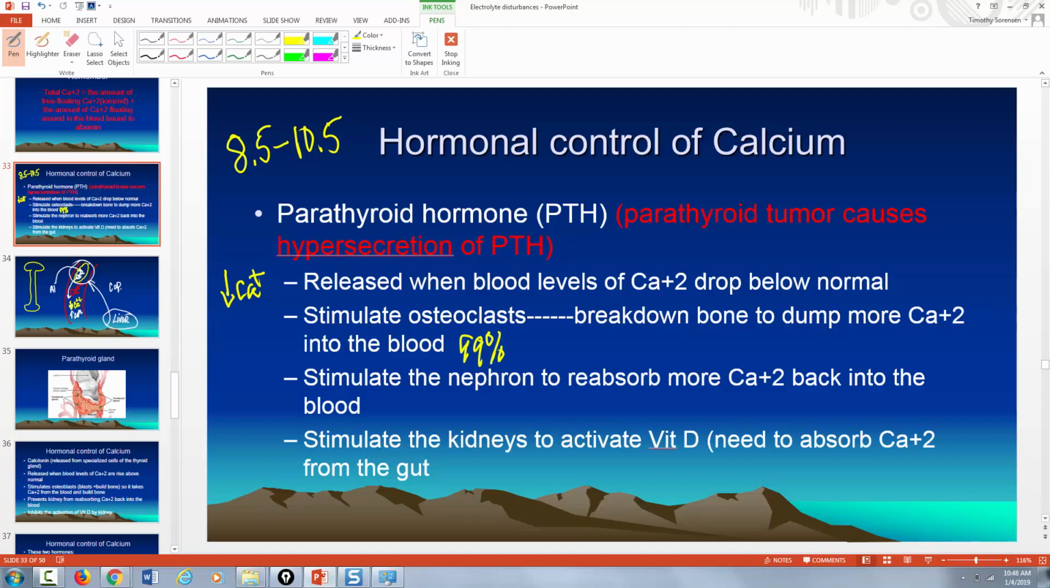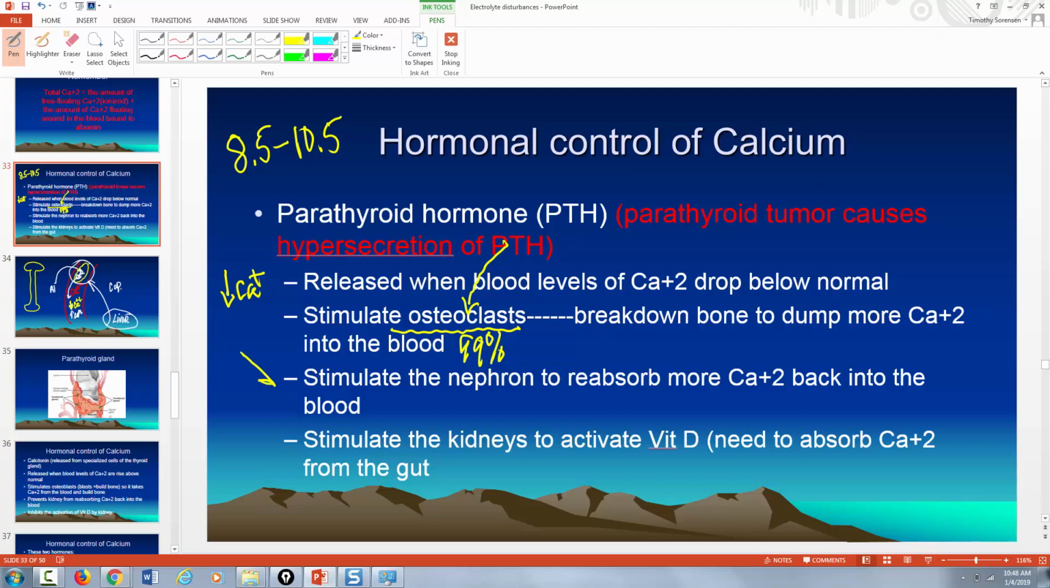What breaks down bone? Osteoclasts. You're not going to believe this, but parathyroid hormone stimulates osteoclasts to break down bone and then dump the calcium into the blood, right? The other thing, what controls all the long-term electrolyte balance in the blood and bodily fluids? Well, that's right, it's the kidney.